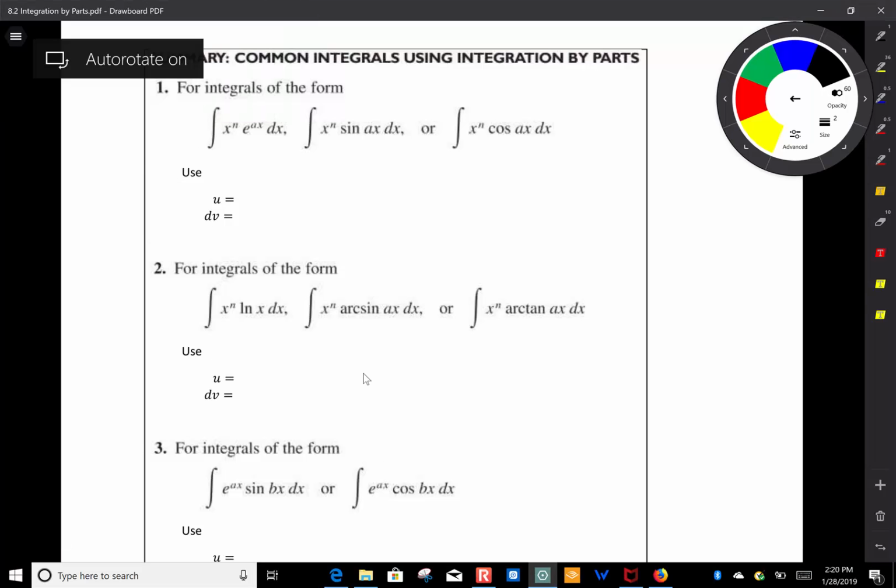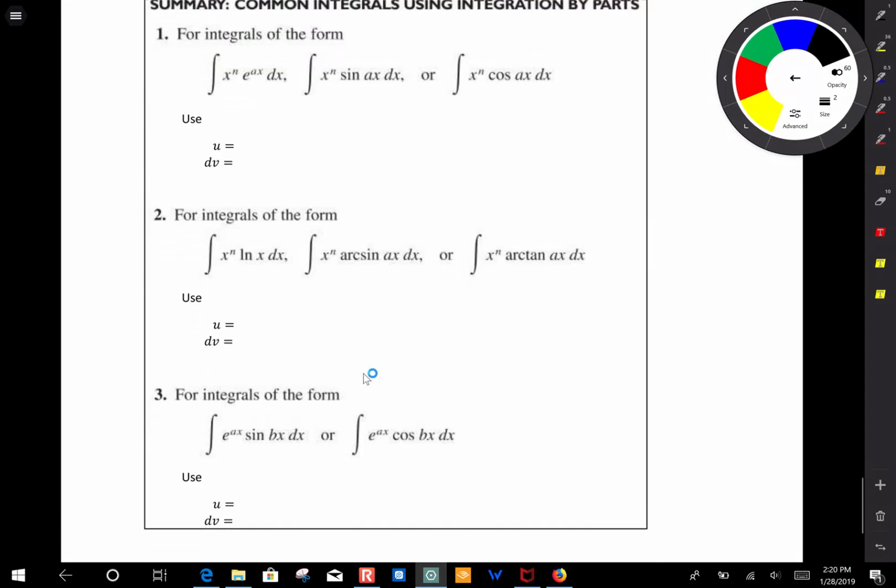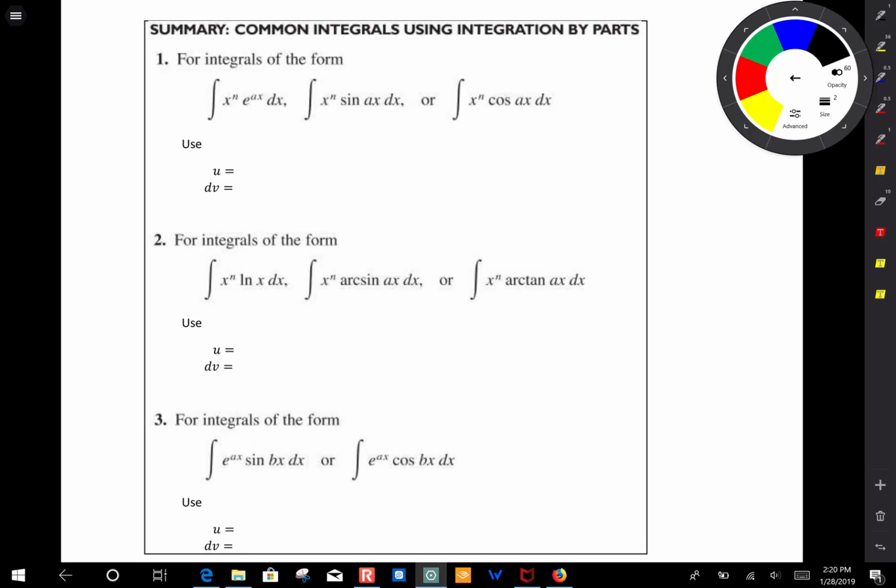All right. So in closing of this lesson 8.2, we're just going to cover the summary of this integration of common integrals using integration by parts. So the first part here, number one, for integrals, when you're taking the integral of x to the n times e to the ax, or x to the n times a trig function, like sine ax dx or cosine ax dx. They're just normal trig functions, right?